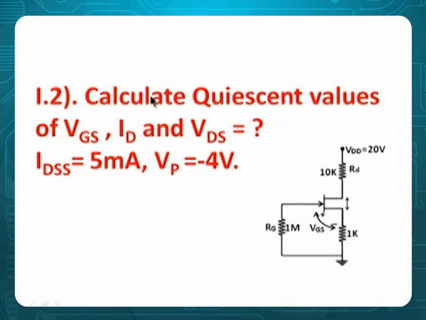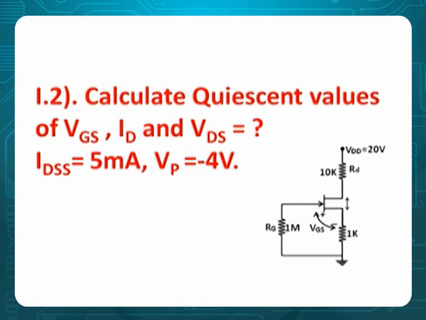Problem 2. Calculate quiescent values of VGS, ID, VDS. IDSS is 5 milliamperes, VP is -4. I am giving you feedback here. And please understand, I am using a single battery here. As I told in the requirements of biasing, the first thing is a single battery to reduce the cost. So VD is given here, the drop here is VDS, and through this it comes into the input, which is acting as feedback. So let's calculate.